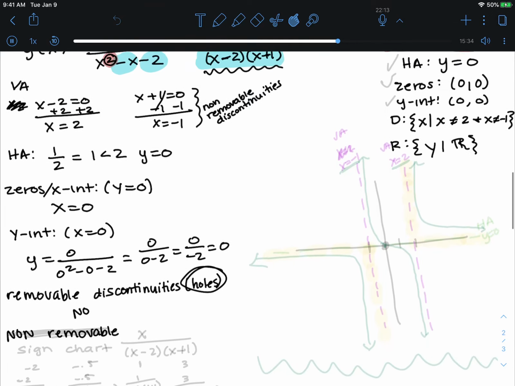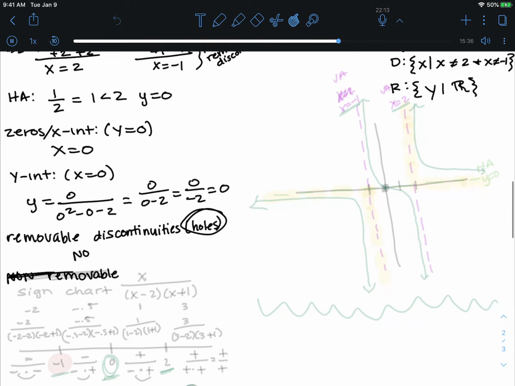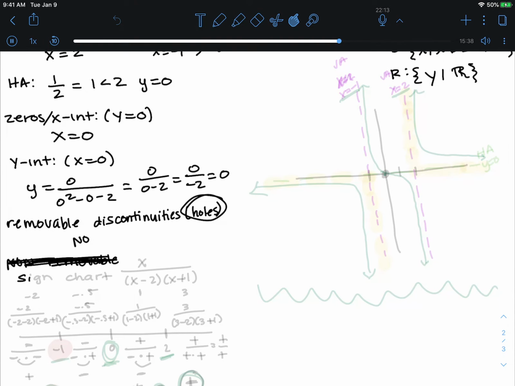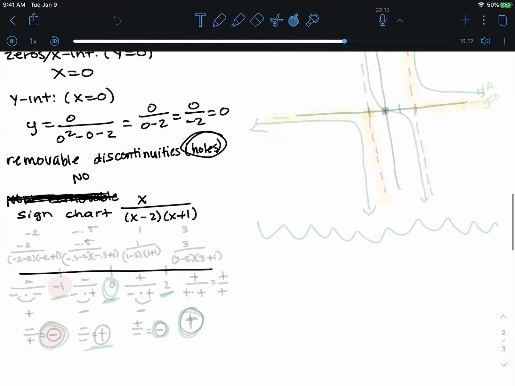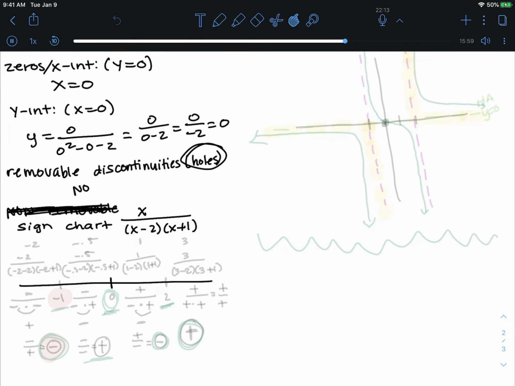So now let's go ahead and do a sign chart. Okay, and I'm going to use x over (x minus 2)(x plus 1). Okay, and we have to use the zeros. So what are my zeros? 0, 0. Okay, and we have to use the vertical asymptotes, which are 2 and negative 1.